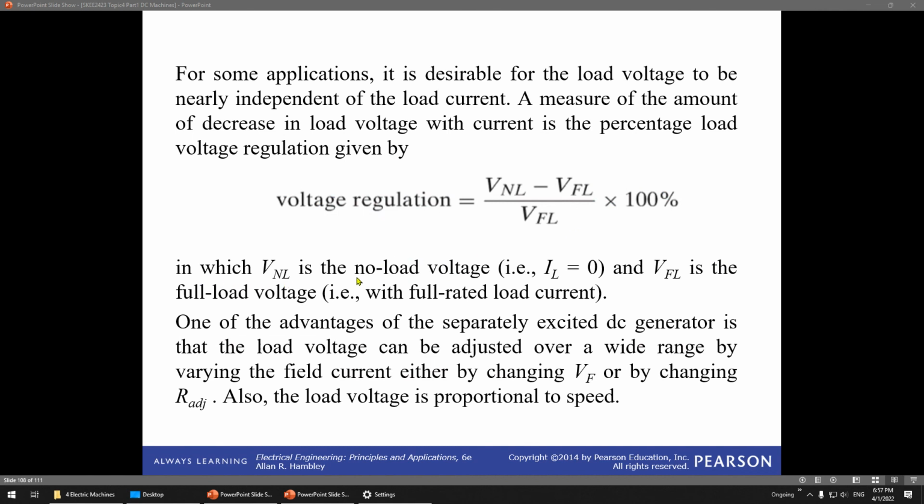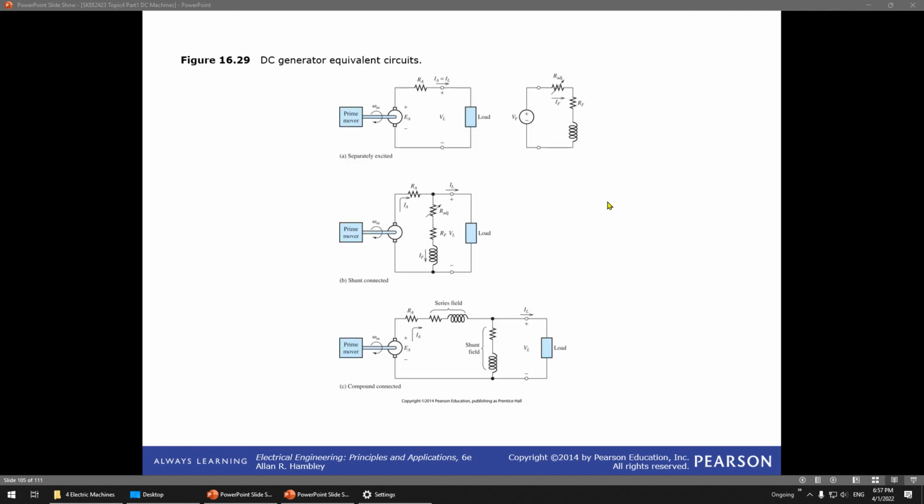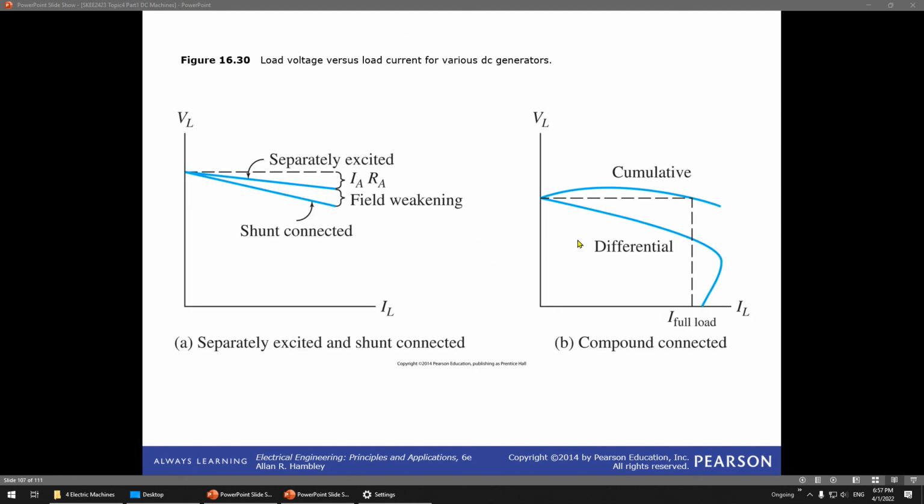Here VNL is the no-load voltage, IL equals 0, and VFL is the full-load voltage. One of the advantages of the separately excited DC generator is that the load voltage can be adjusted over a wide range by varying the field current, either by changing VF or by changing the R adjust. Also, the load voltage is proportional to the speed. These are the advantages of separately excited. If your voltage has dropped too much, you just increase the VF.